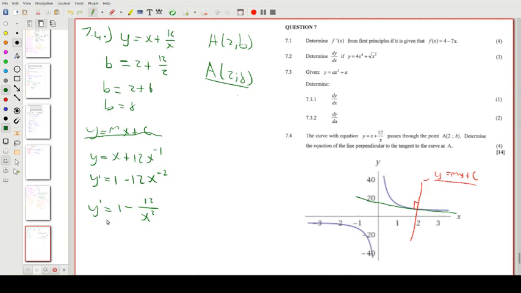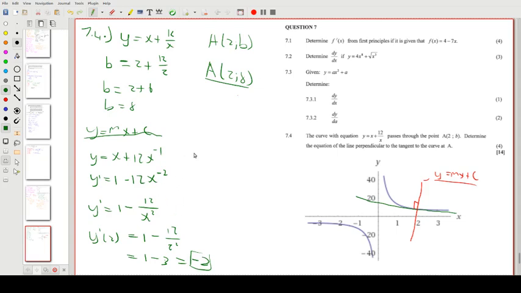But we want this gradient. What is the gradient when x is 2? So we'll substitute a 2 in. So y prime of 2 equals 1 minus 12 over 2 squared. That gives us 1 minus, what? 1 minus 12 divided by 4 is 3. So that is negative 2. Negative 2. Okay. So there is our gradient.